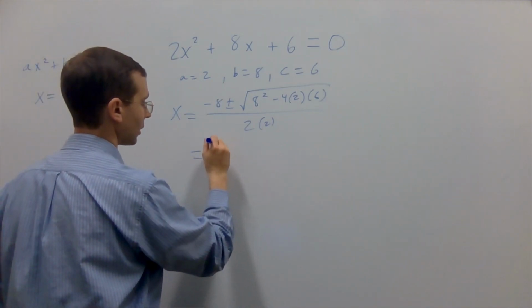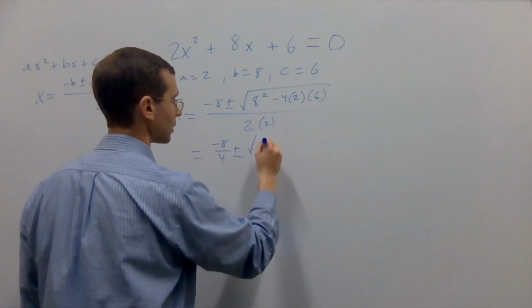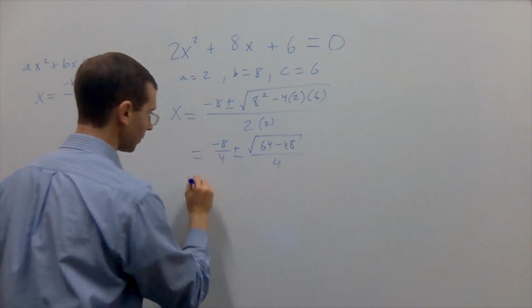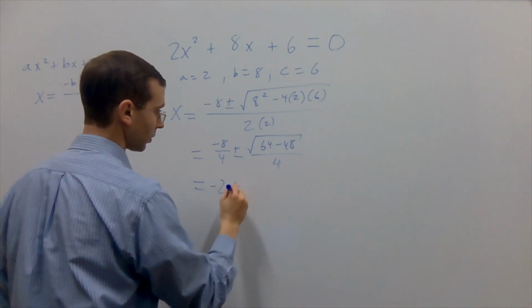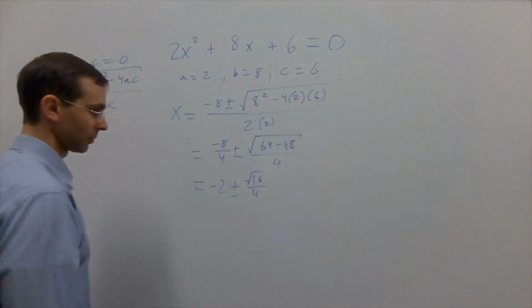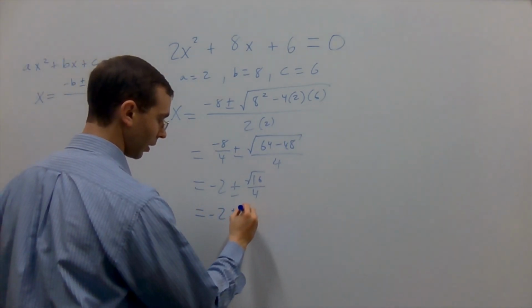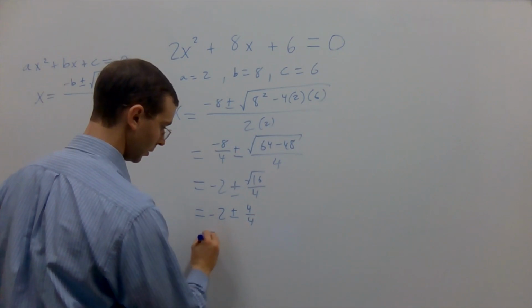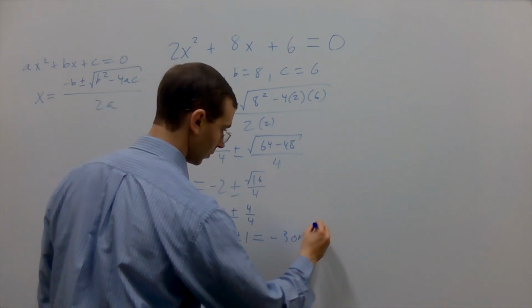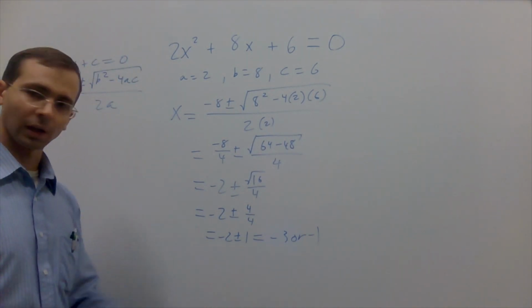So that we have negative 8 over 4 plus or minus the square root of 64 minus 48 all over 4. So negative 2 plus or minus the square root of 16 over 4. This is beginning to look familiar, I hope. There we have it. The solutions we had before, negative 3 and negative 1.